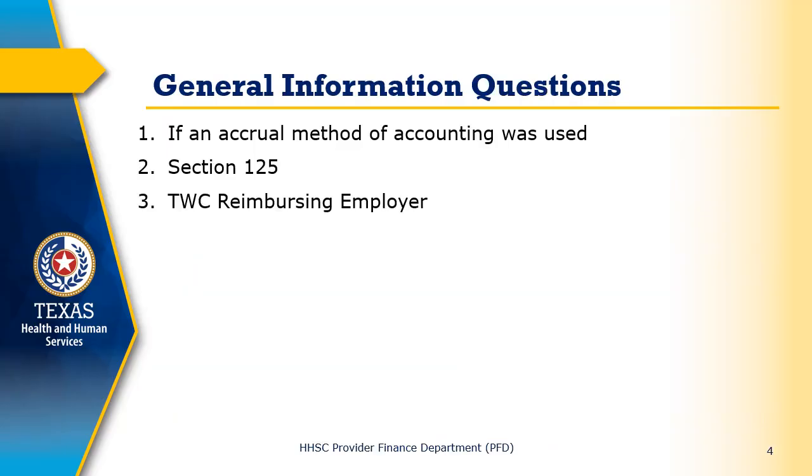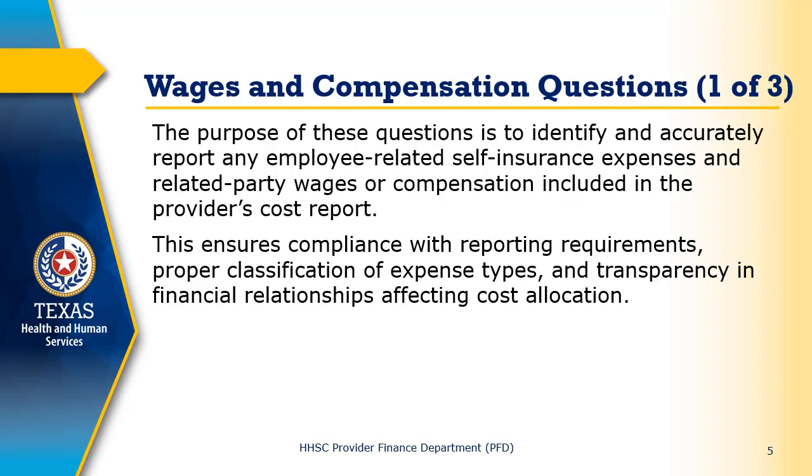In this section, users will provide essential details pertinent to the cost report, focusing on the chosen accounting methods. The required information includes whether an accrual method of accounting was used during the reporting period. Users must also provide specific information regarding Section 125. Additionally, TWC reimbursing employer information is necessary for participants in LTSS programs. For more information on these questions listed on the General Information section, please review the cost report instructions.